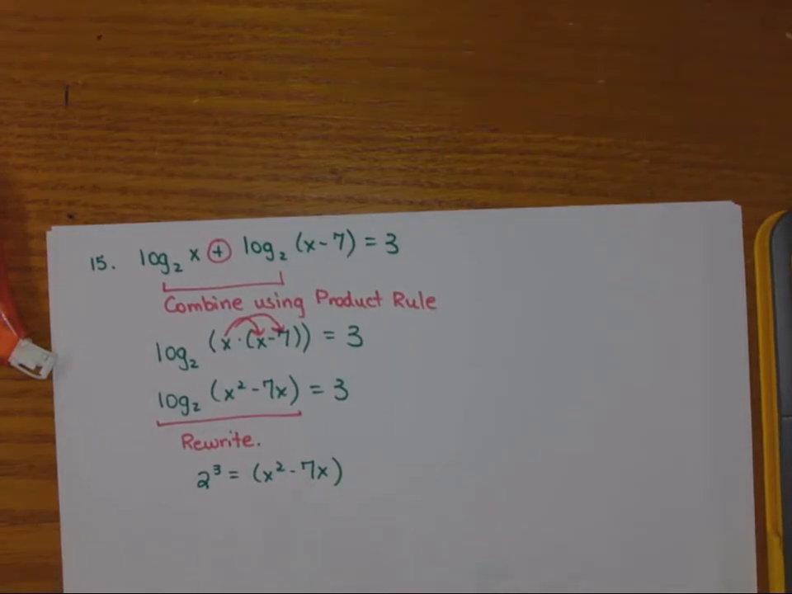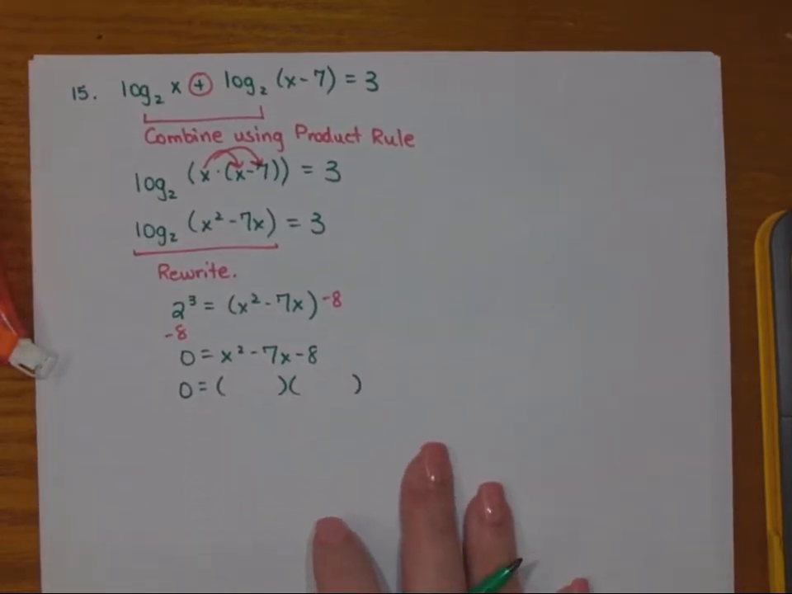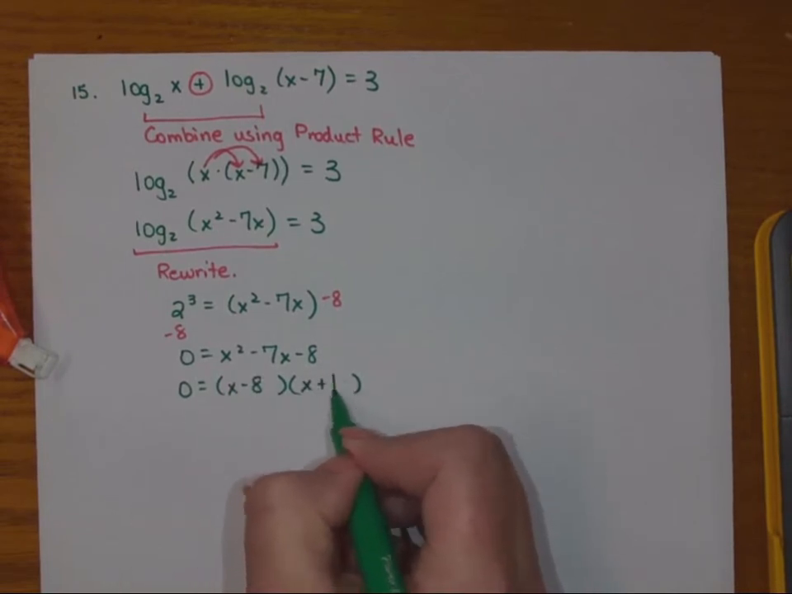Okay, so this is 8. So we would subtract 8 from both sides. So we end up getting 0 equals x squared minus 7x minus 8. And then we just see if we can factor this. So the factors of negative 8 that add up to negative 7 would be minus 8 and plus 1.